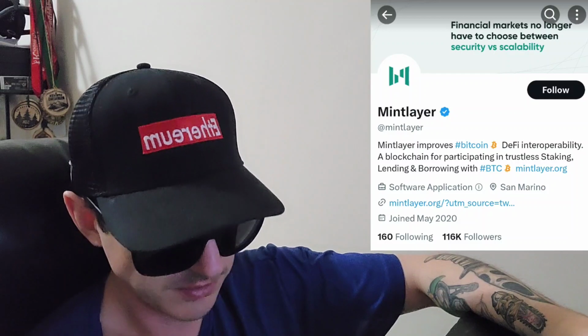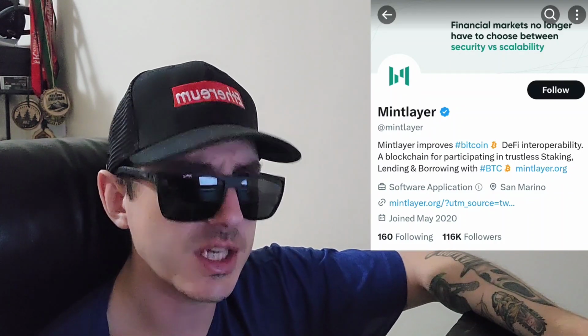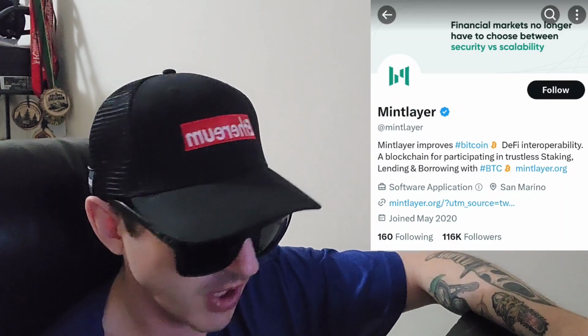So the ML token serves as the utility token for the ecosystem. So there's staking, you can stake the token, there's community engagement, there's ecosystem tools, there's farming.